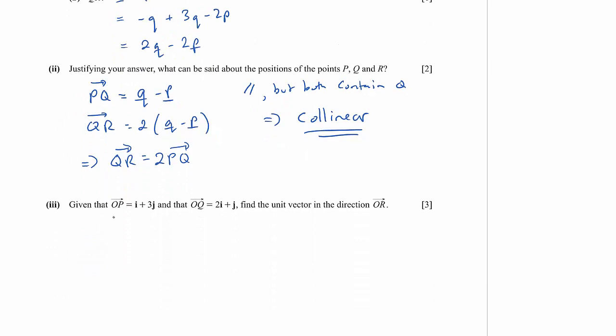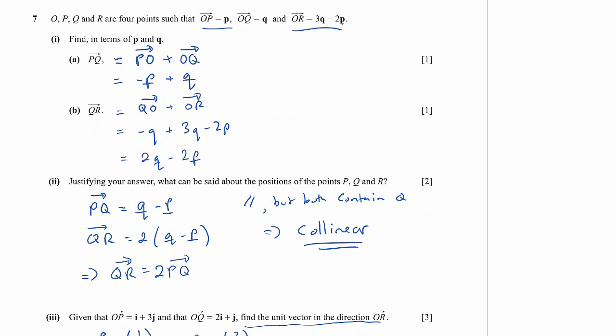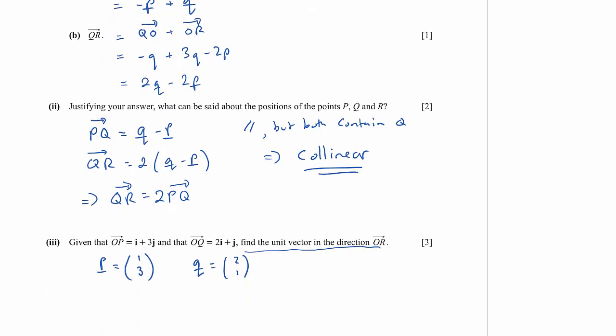Now we're given that OP is i plus 3j and that OQ is 2i plus j. Find the unit vector in the direction OR. So what we're being told here is that P is equal to (1, 3), and that Q is equal to (2, 1). Now we know that OR is 3Q minus 2P. So it was 3Q minus 2P.